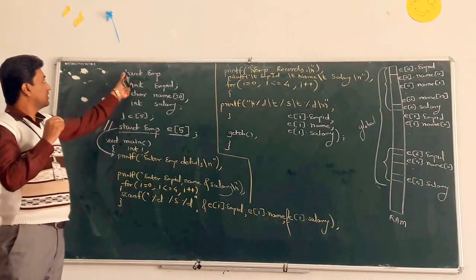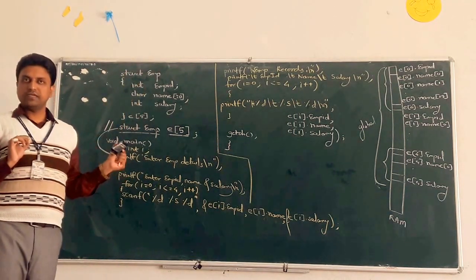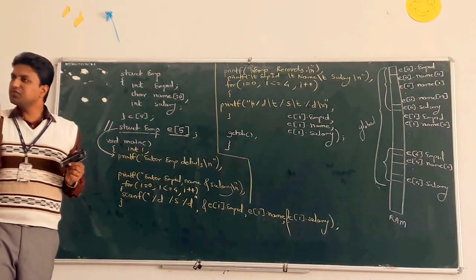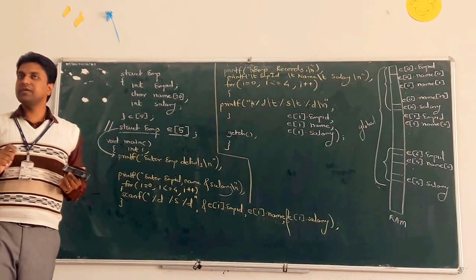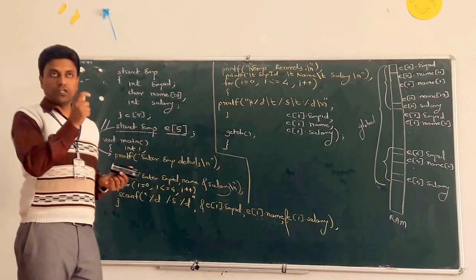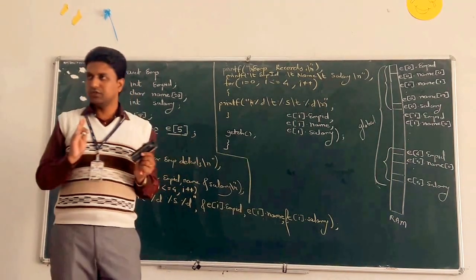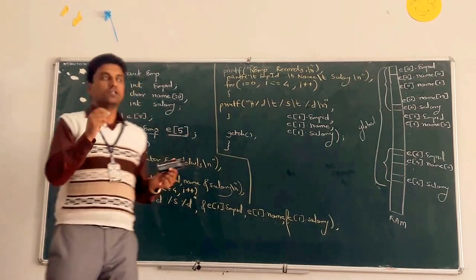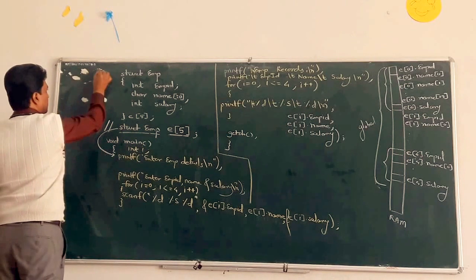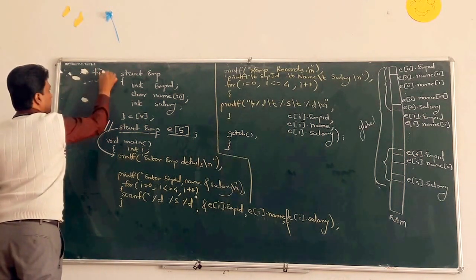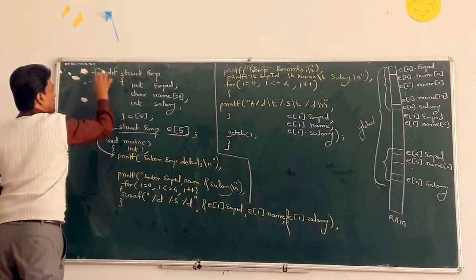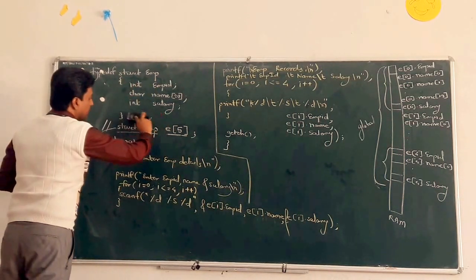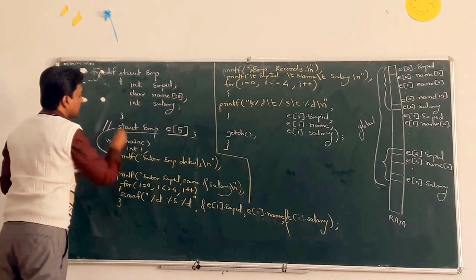Again, suppose this data type name is too long. Struct employee, it is too long. We want to make it small. Data type name, we want to make it small. Understood? So for that purpose also, we have to use typedef. For example, typedef, it is a keyword, typedef struct employee. Clear? And we just give the data type name as emp.